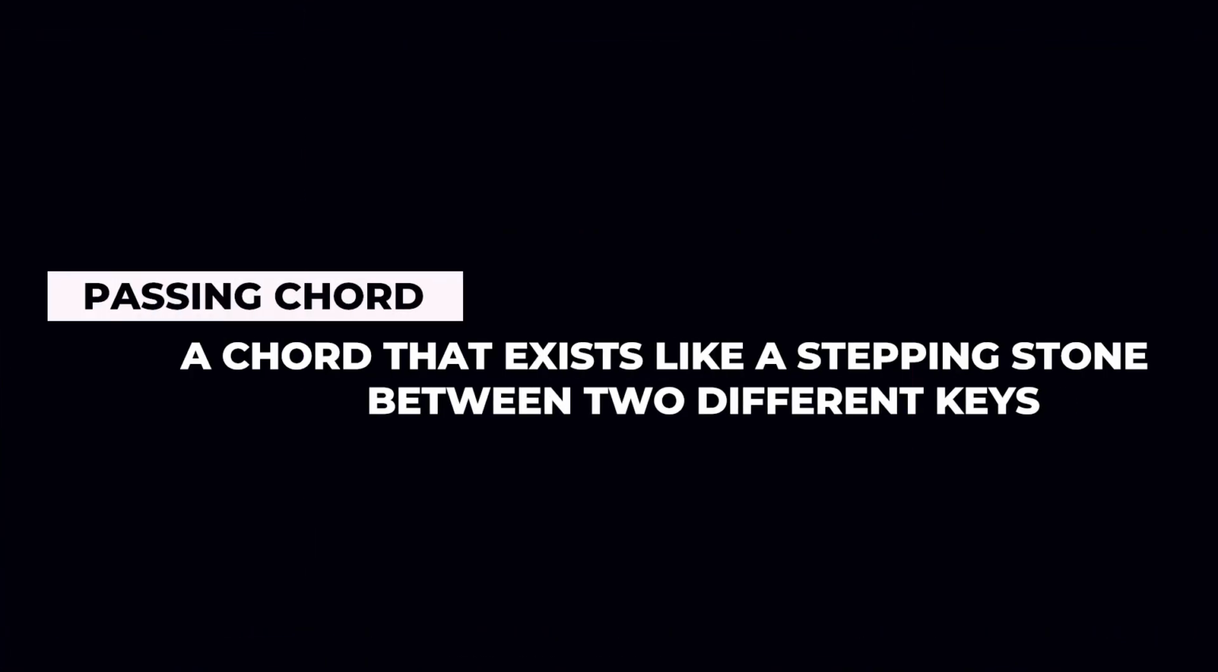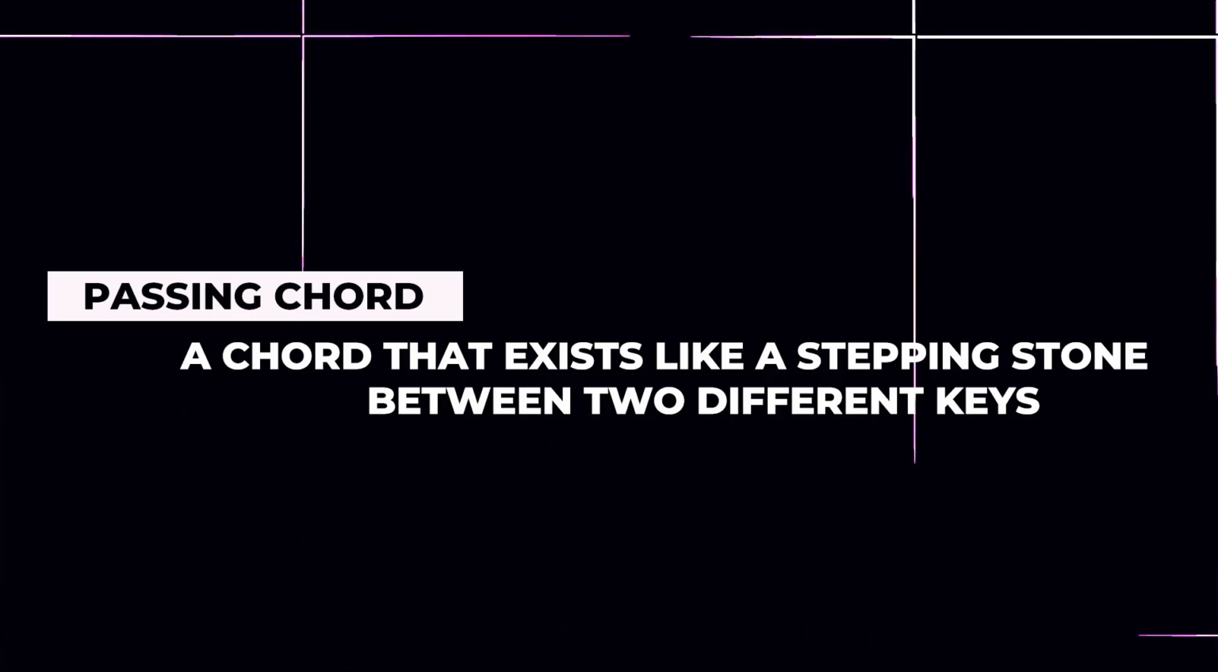Some other ways to modulate are using things called passing chords. A passing chord is essentially just a chord that kind of exists like a stepping stone between two different keys. It doesn't necessarily exist in either key, but it creates this really interesting sense of movement in a certain direction. For example, if we're in C major, and I want to move to D major.